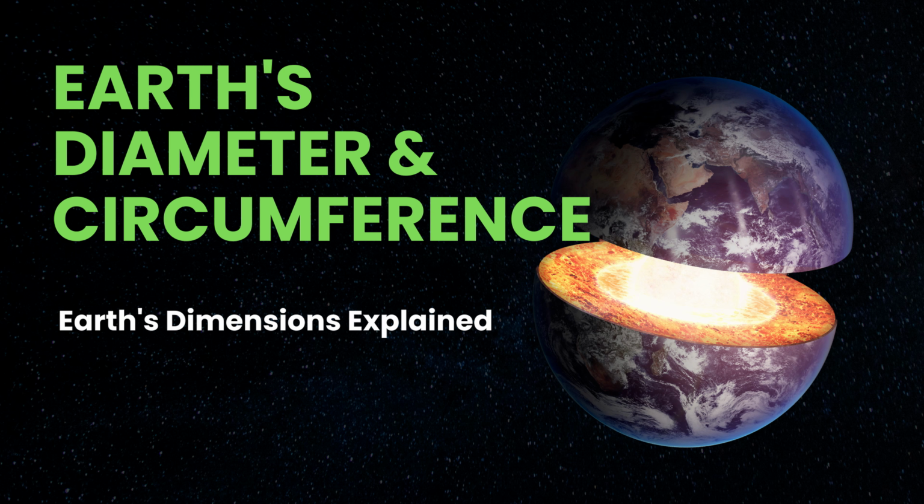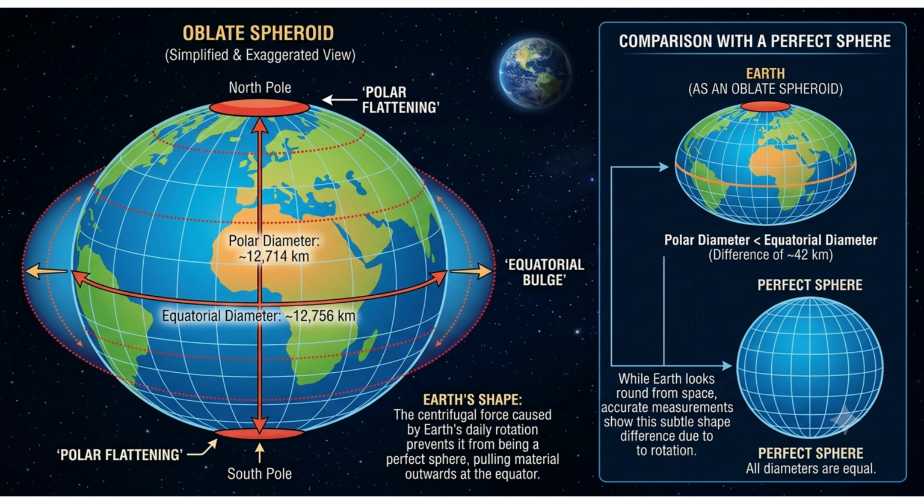Earth's diameter and circumference is explained. As we know, Earth is not a perfect ball, although it looks round from space. But our planet is actually slightly flattened at the poles and bulges at the equator. This shape is called an oblate spheroid.